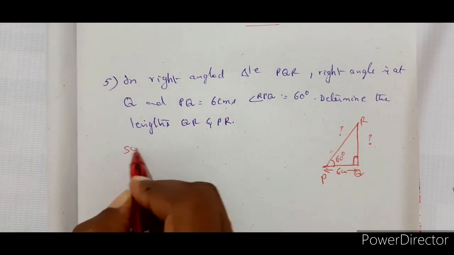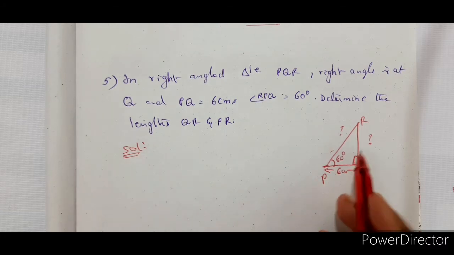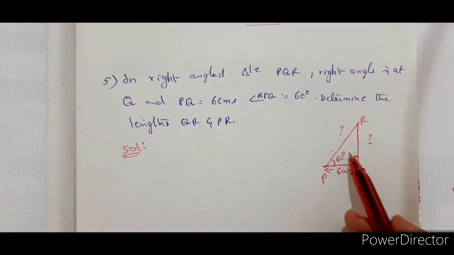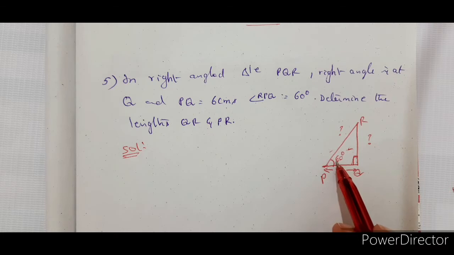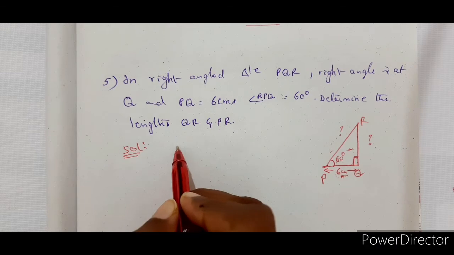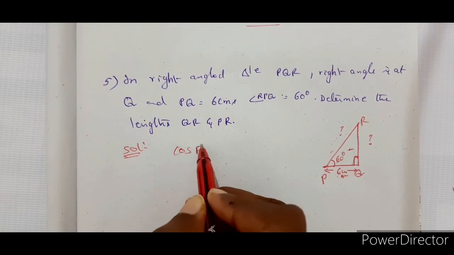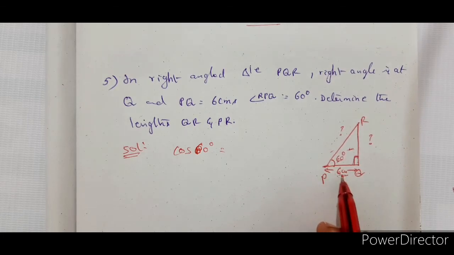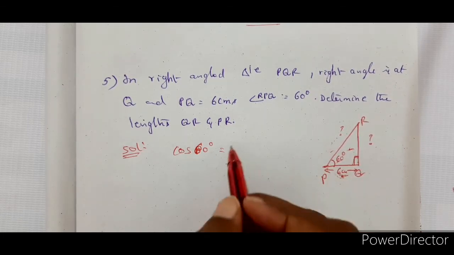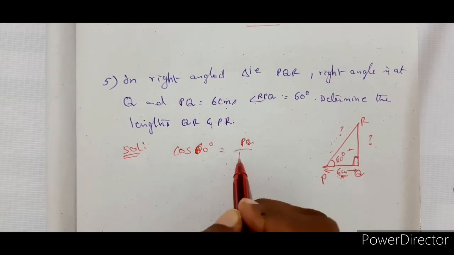Okay, so let's see how to solve this one. We will see the trigonometric ratios involving this angle and this side. If I take 60 degrees as the angle for consideration, then this will become the adjacent side, right? So now if I take cos, adjacent by hypotenuse is cos, is it not? So I will take cos 60 degrees is equal to adjacent by hypotenuse, so it is PQ by PR.